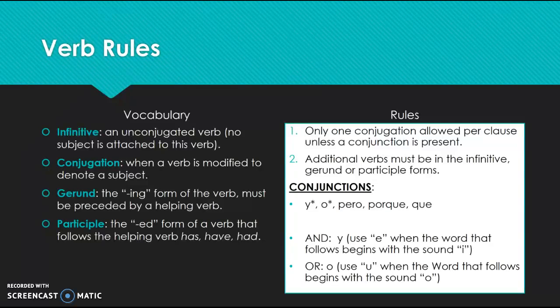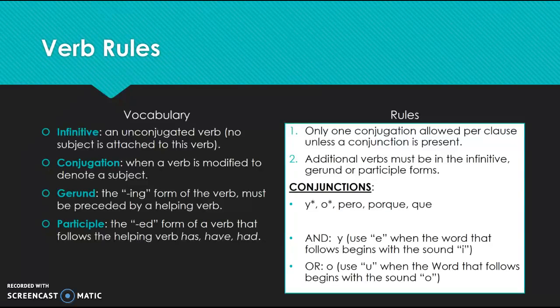So what are the conjunctions? These are words that help connect two clauses, two parts of a sentence together, or they're used to help list out actions in a series. These conjunctions in Spanish are y, o, pero, porque, and que.